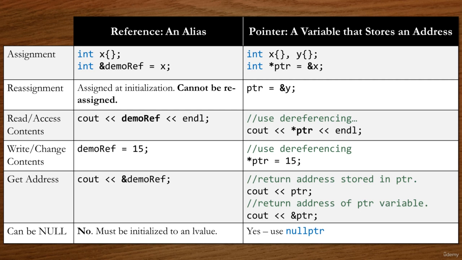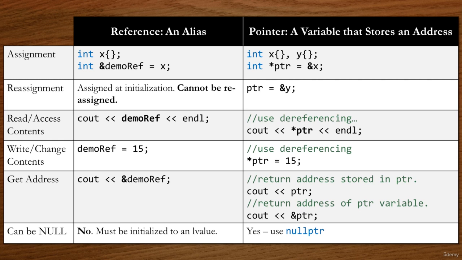Moving on to the next row, we have reading contents or accessing contents. Now with the reference, we simply specify the name of the reference, so in this case demo reference. And in this example I do console output. Of course you don't have to do a console output, I'm just showing you an example. Instead of just doing demo ref, I want to show it in context of an actual statement.